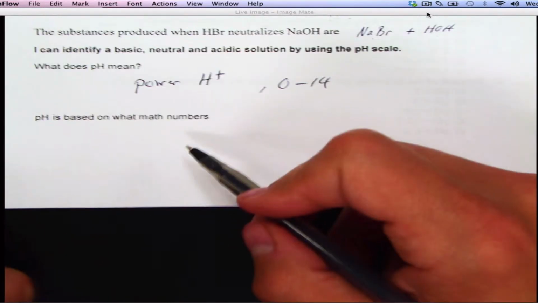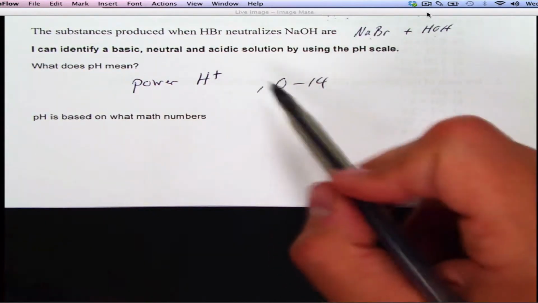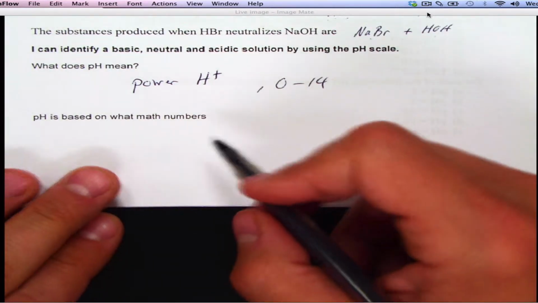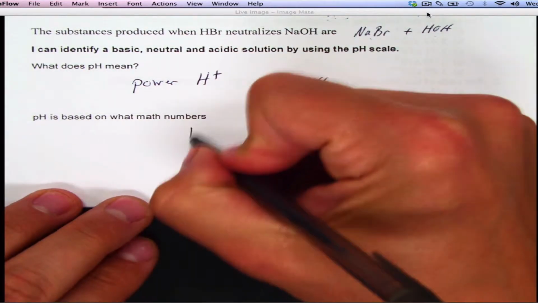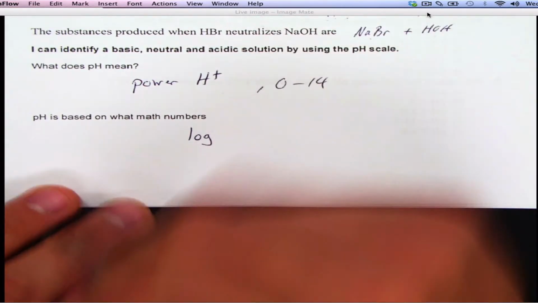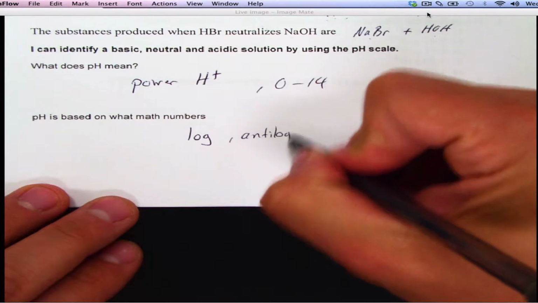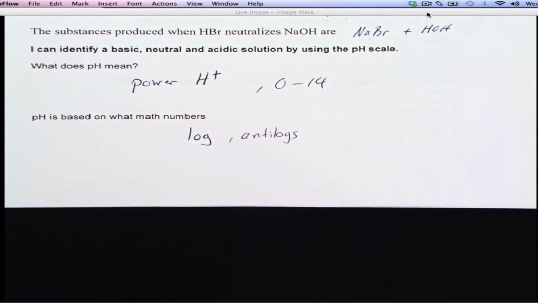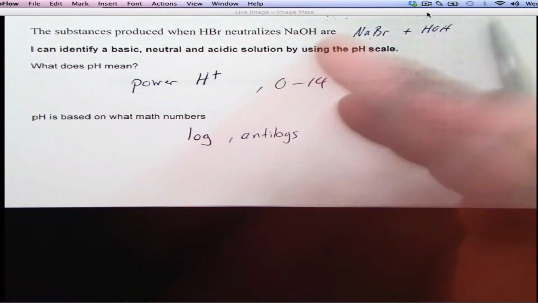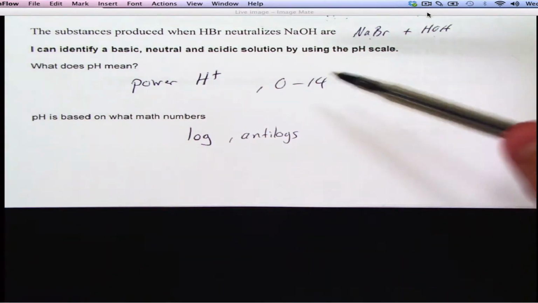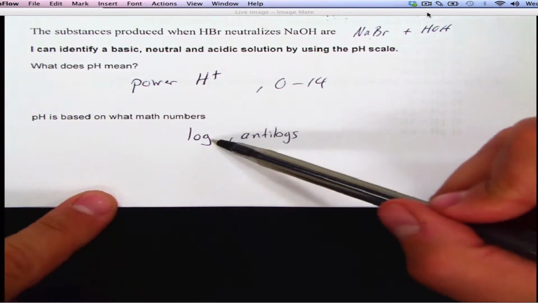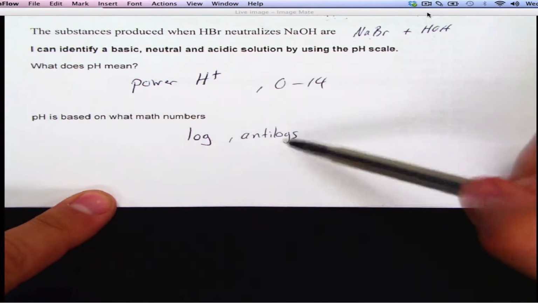Now the interesting thing about this is that pH is actually based off some math numbers, and the math numbers we're talking about are logs. So logs and anti-logs, which you should have on your calculator, will be useful. You can actually calculate these things by knowing one or the other. So know where your log button is, how to use it, know where your anti-log button is, and we'll see what we can do with this stuff in a second.